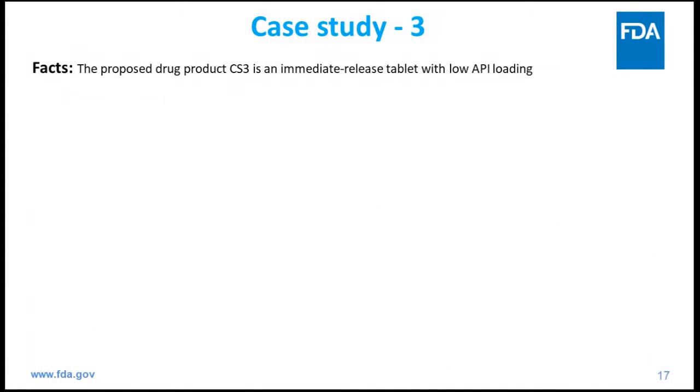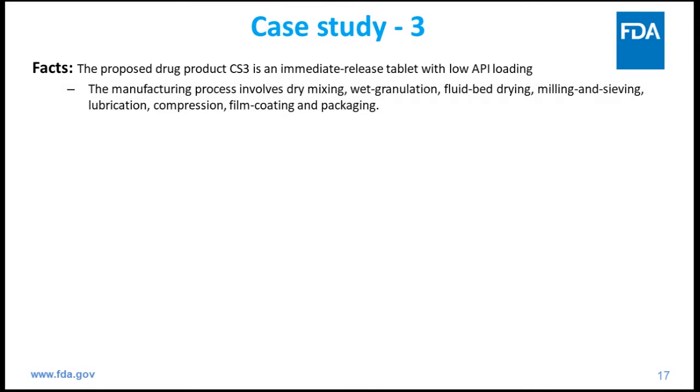For case study 3, this one is an IR tablet. The manufacturing process involves dry mixing, wet granulation, drying, milling, lubrication, and compression.